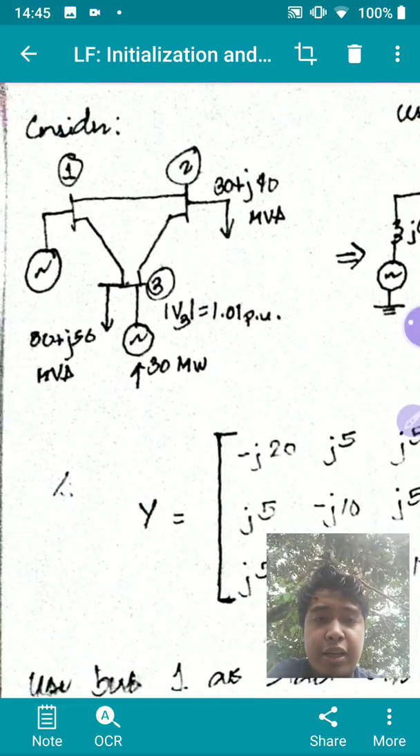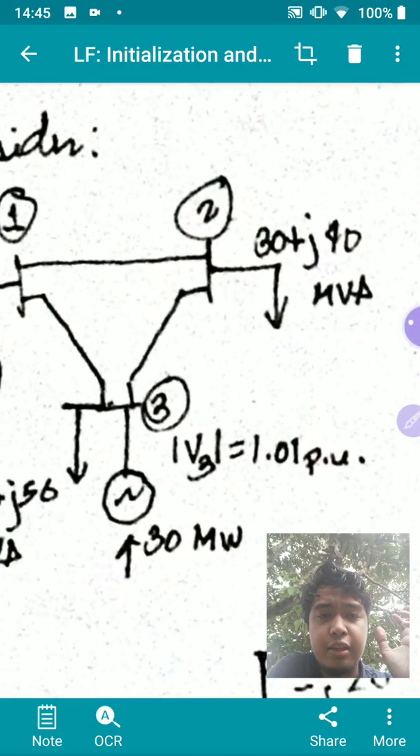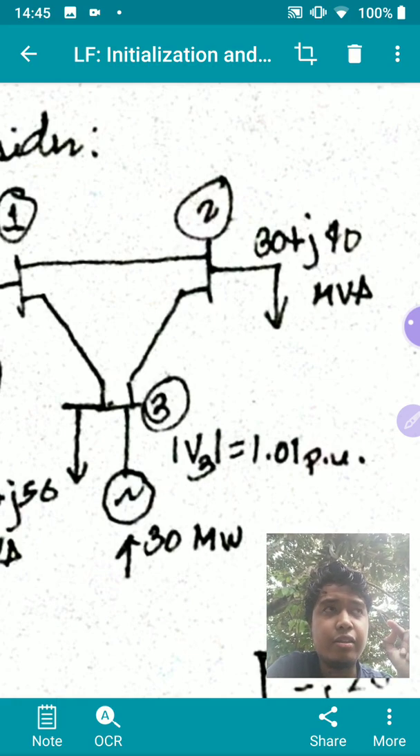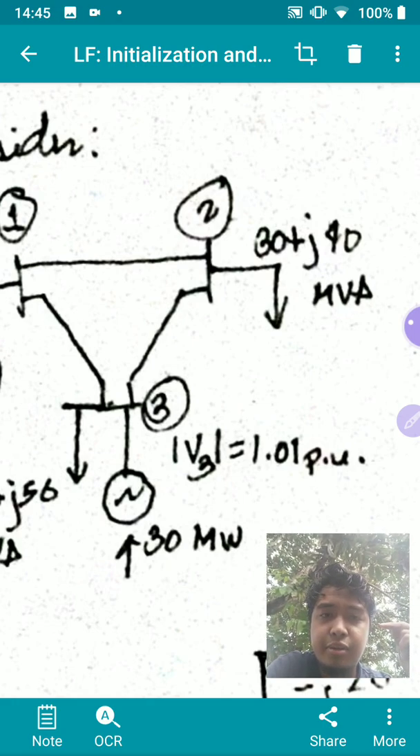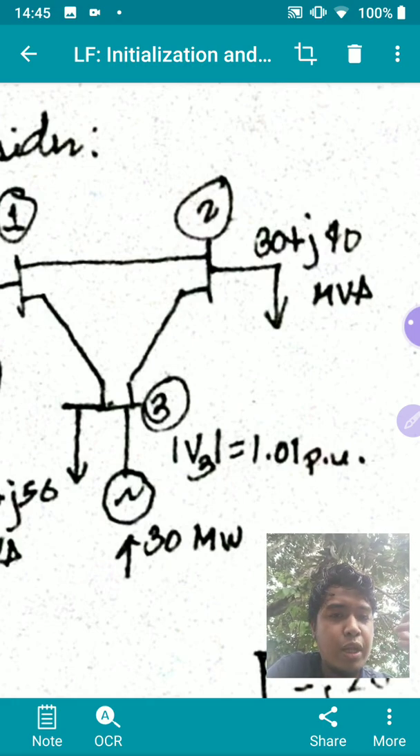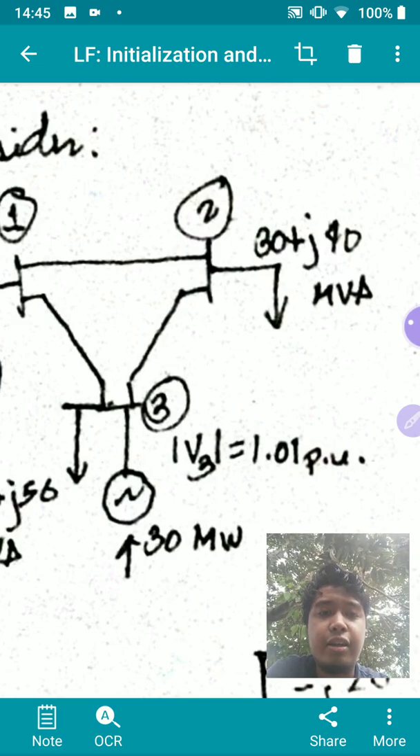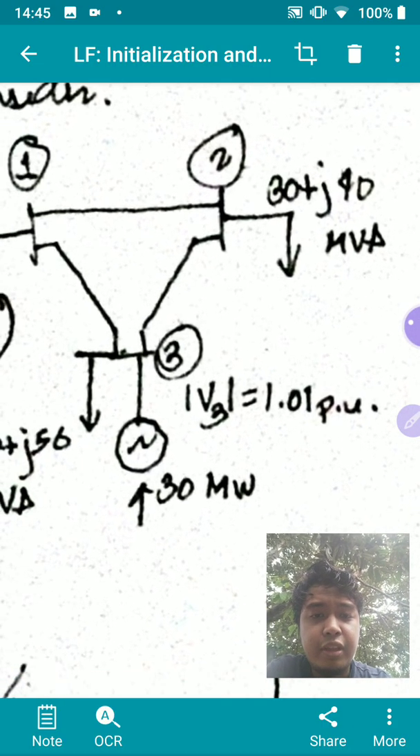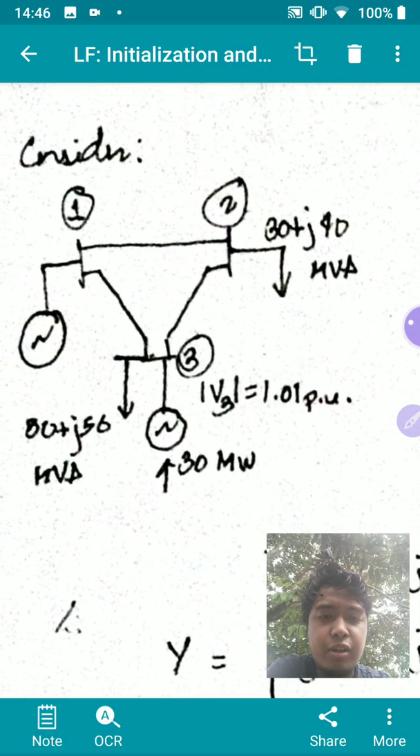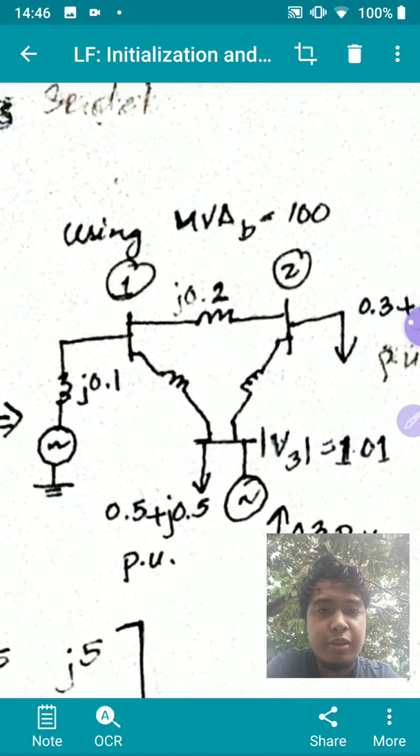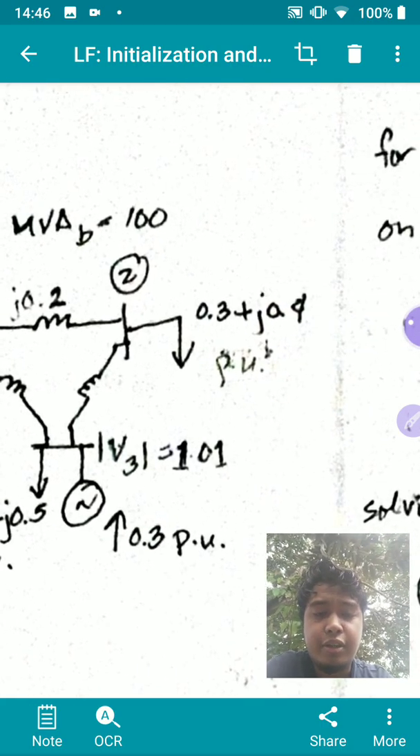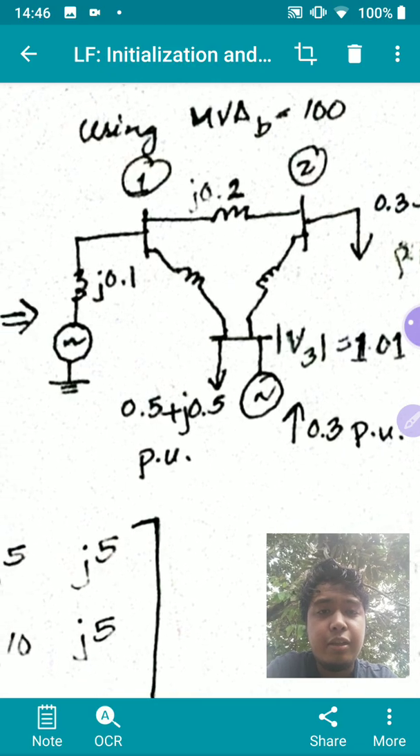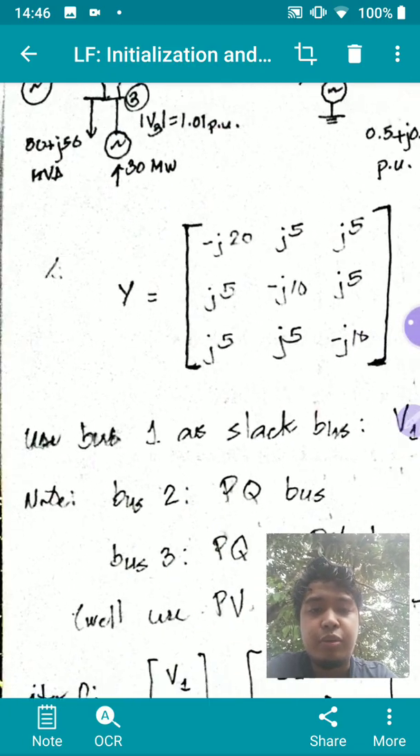So it's a PQ bus. It just tells you that on that bus, I want to have a certain P and a certain Q. So I want to have a certain P of 30 megawatts and a certain Q of 40 MVARs. Of course, our analysis will always be in per unit, so we'll be using a 100 MVA base to get 0.3 + j0.4 per unit P and Q on bus 2.